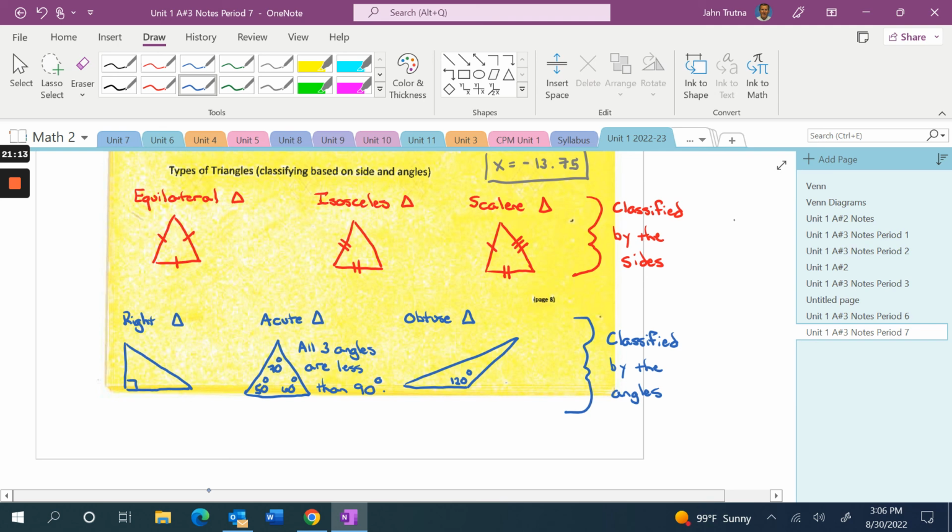Okay, so an obtuse triangle has one obtuse angle and two acute angles. All right?